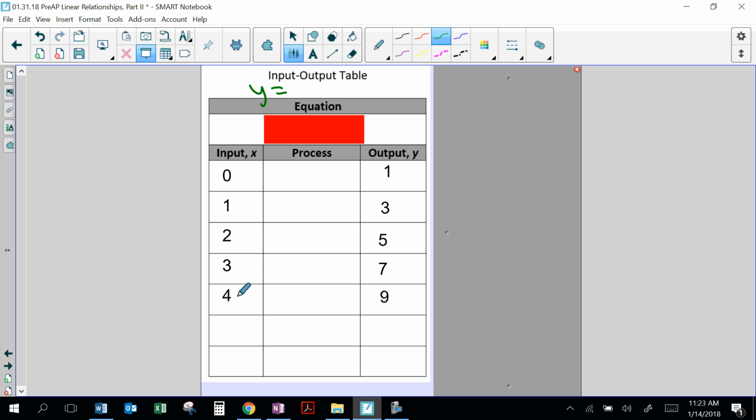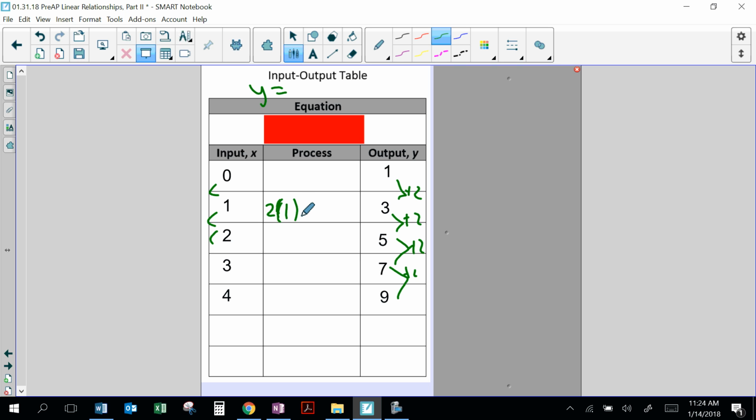Well, let's look at a hint. What is the rate of change? How is it changing? It is changing by 2, 2 for every one x value. So it's changing by 2 for every x value.